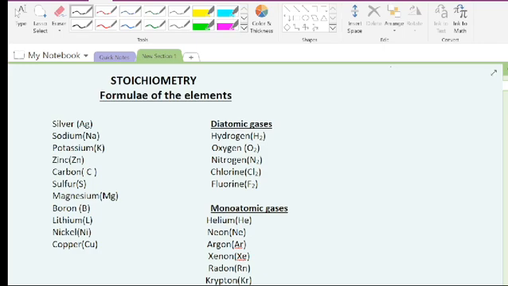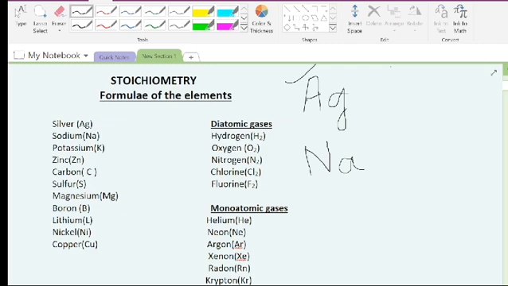Okay, so we must know that whenever we write the symbol of an element or the formula of an element, it must comprise two alphabets and sometimes a single alphabet. If it comprises two alphabets, what is the way to write? The first alphabet must be a capital letter and the second alphabet must be a smaller letter. So this is the correct way to write. Similarly, if I talk about sodium, the first alphabet must be a capital letter and the second alphabet must be a smaller letter. Okay.